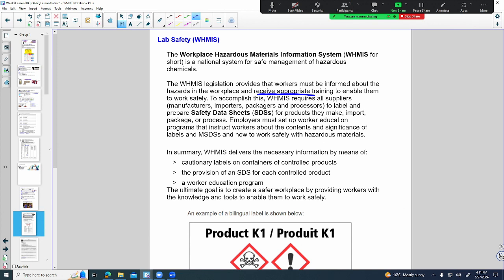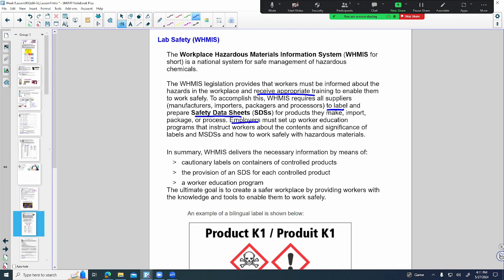And for them to do that, WHMIS requires all suppliers, whether it's the manufacturer, the importer, packagers, and processors, to label and prepare what are called safety data sheets, also referred to as SDS, for products that they make, import, package, or process.